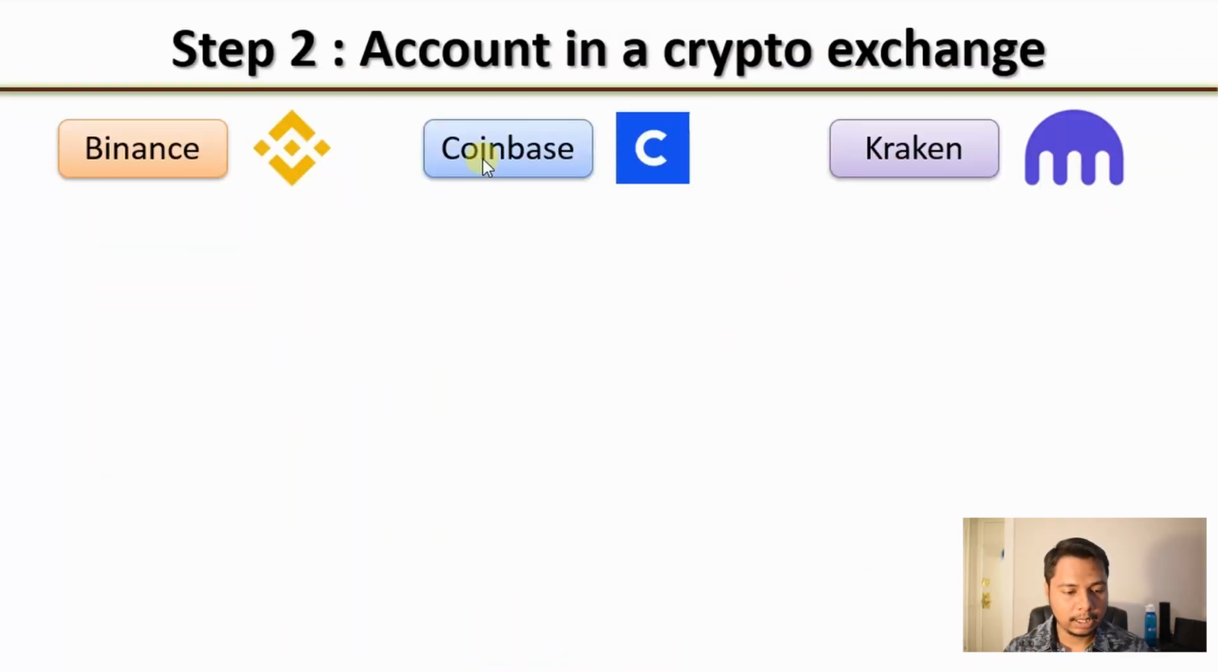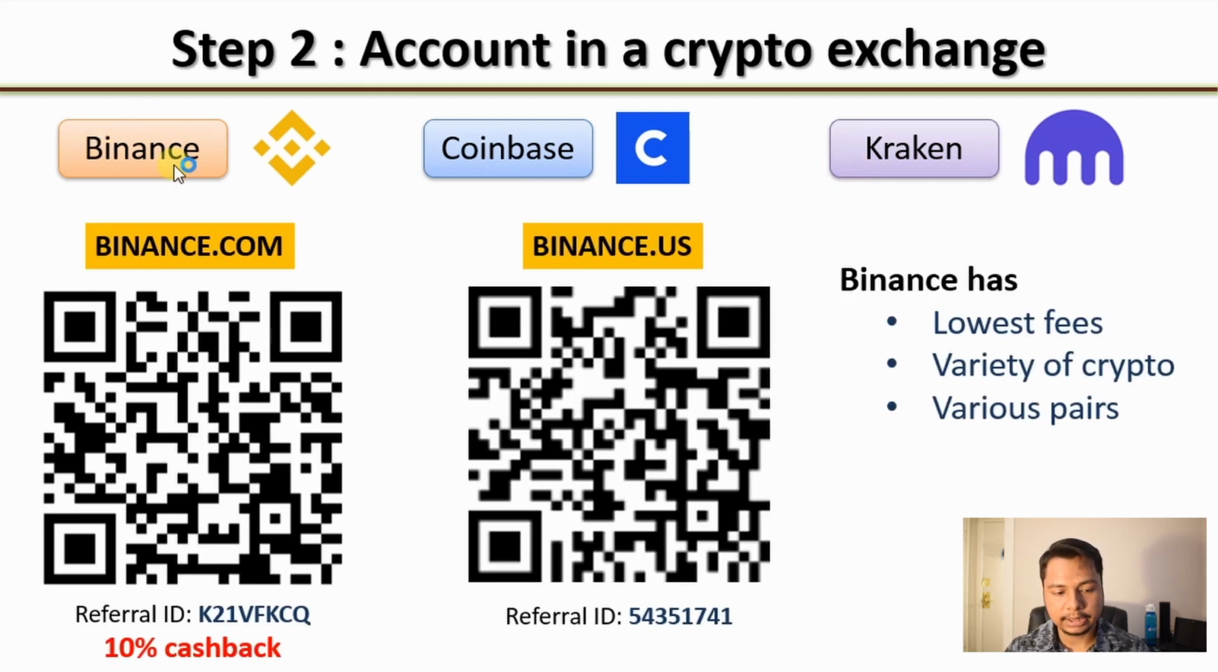Step 2. Creating an account in some cryptocurrency exchange. There are plenty of options. For example, Binance, Coinbase, Kraken and so on. You can use your favorite one, but I would recommend using Binance as they are the largest cryptocurrency exchange in the world right now. They have the lowest transaction fees. They offer a variety of cryptocurrencies and they enable trading between various pairs of cryptos.